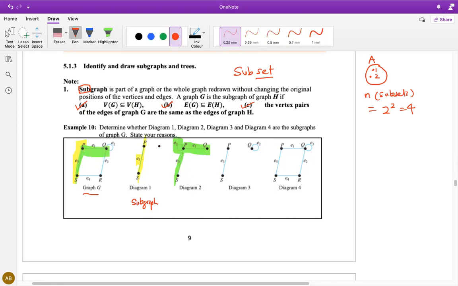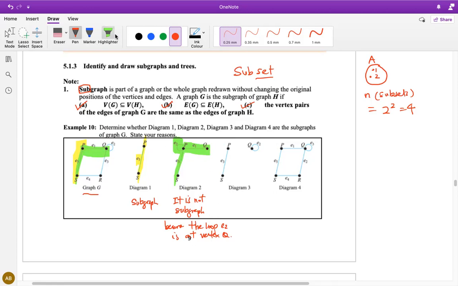So what is the reason? It's not a subgraph. Why? Because the loop E2 is at vertex Q, right? That is one of the reasons. Because E1, E5 is correct. Only the E2 is not in the right position. It should be on Q, the loop, but the diagram shows the loop is on P. So there is a reason.